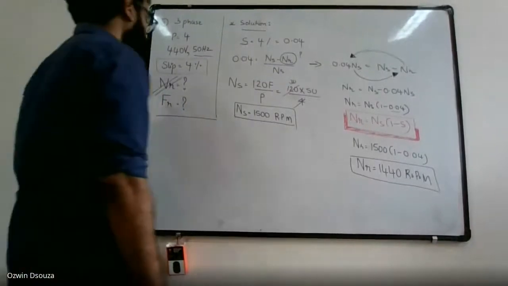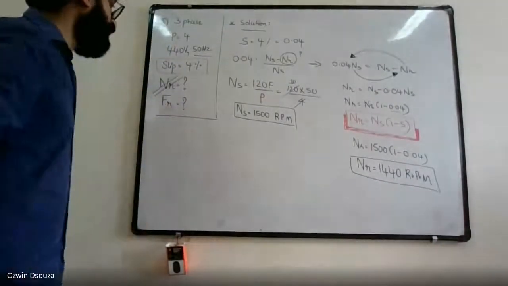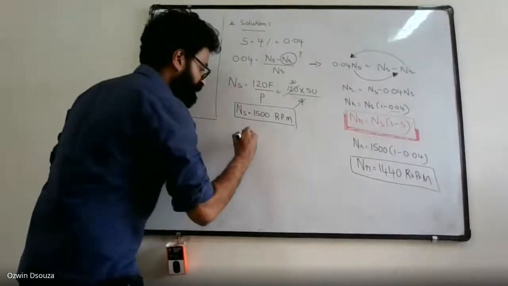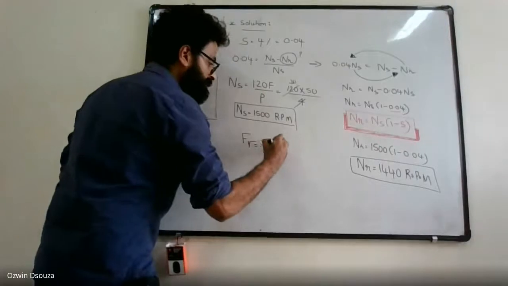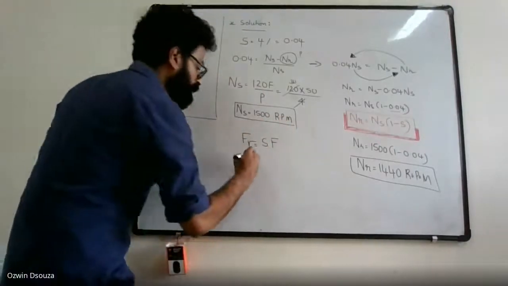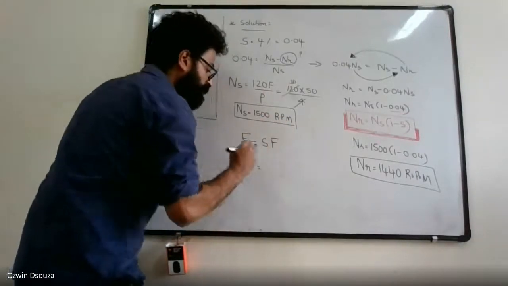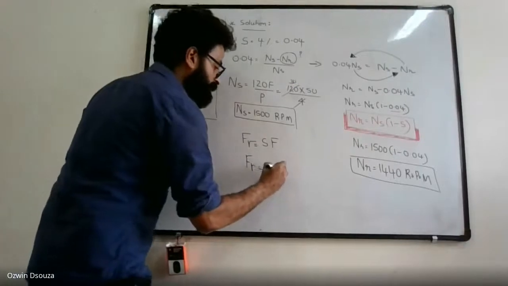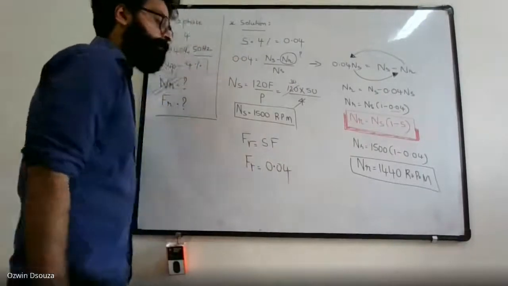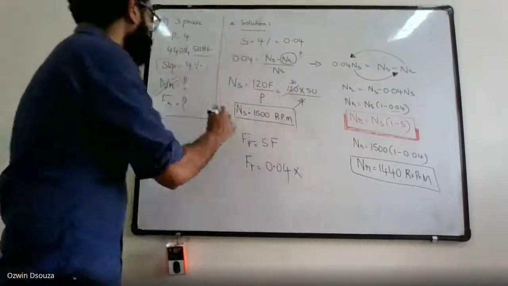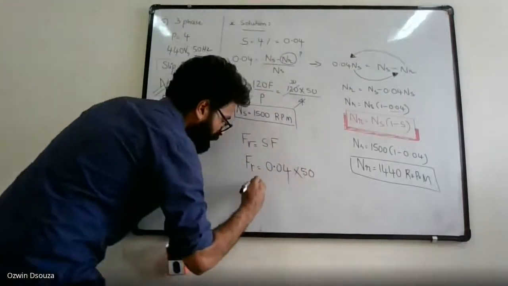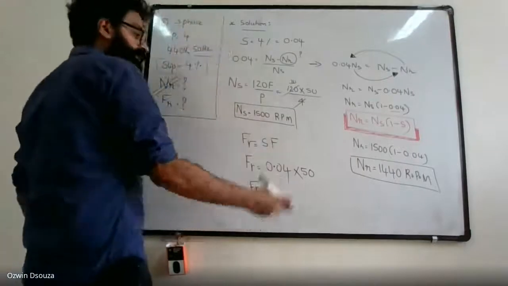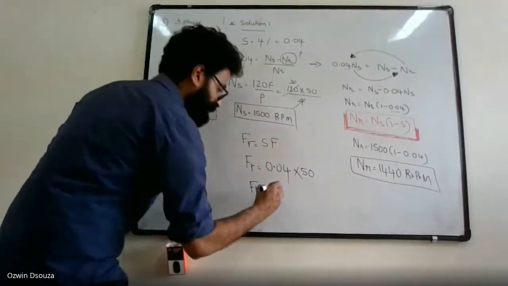Now let us find the value of fr. fr is equal to slip times f, or fr is equal to the slip value, which is 0.04, into f. What is f? 50 hertz. So fr is equal to 0.04 into 50, that is 2 hertz.